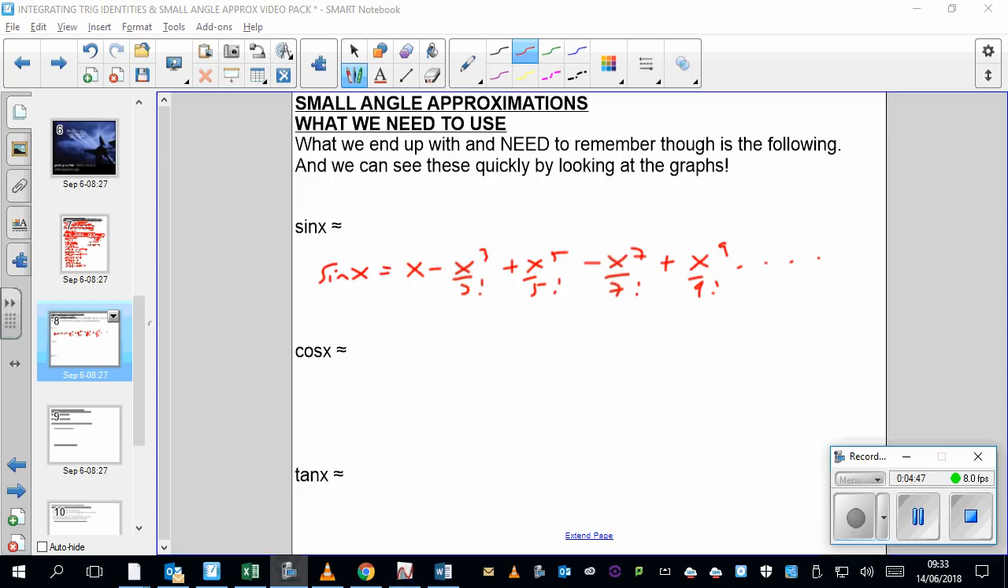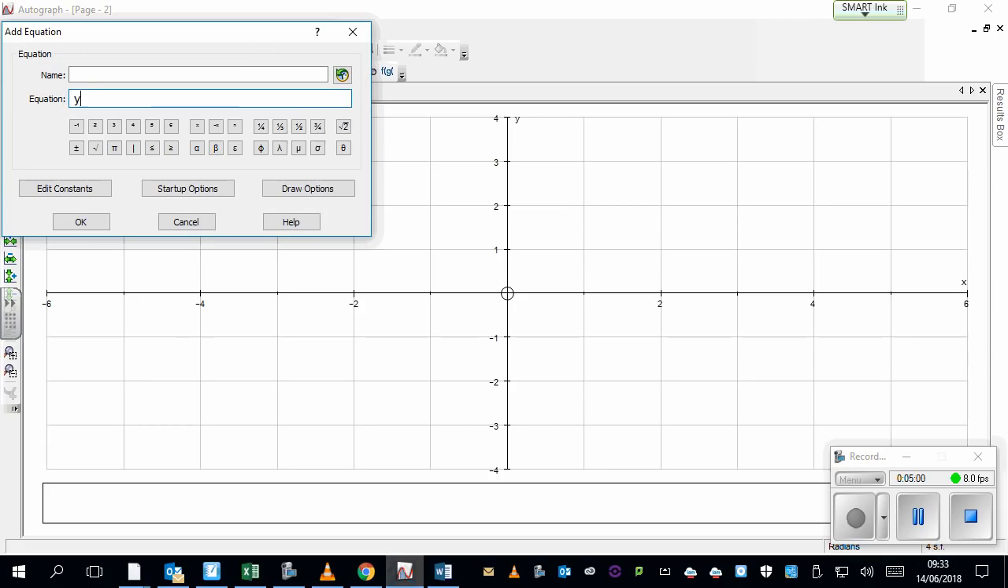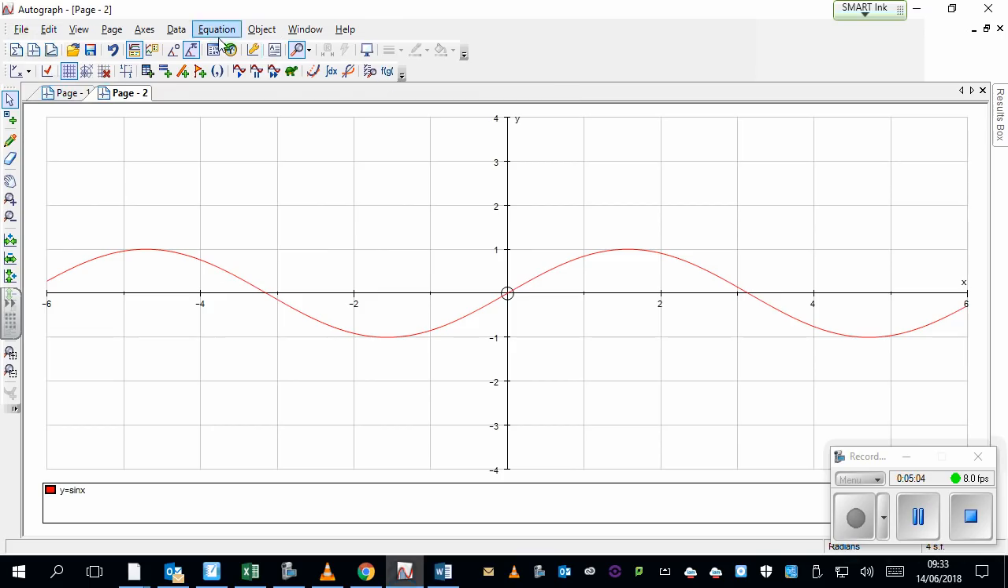Okay, and I think I'll just quickly show you on Autograph how well that fits. It fits really well, okay? I know I shouldn't really be teaching you about the Maclaurin series, but everything we're about to do leads on to this. So y equals sin x, yeah?